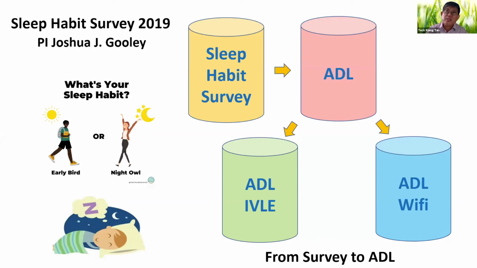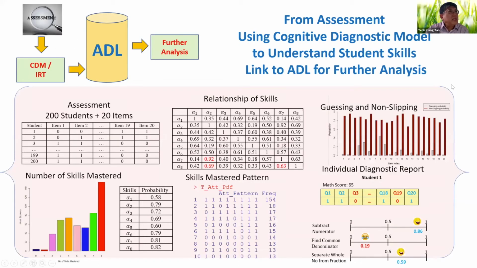So during the design stage of the survey, you can build in what is already available in ADL. So you know what to capture, and for what is crucial and not inside ADL, you ask directly from the respondent. Similarly, assessment can also be carried out, not only surveys. We can carry out an assessment, put the result of the assessment into ADL, and then carry out further analysis. This is just to illustrate examples that could be done through assessment and modeling to examine students' skill learning. And then the result of the assessment can be linked to ADL for further analysis.